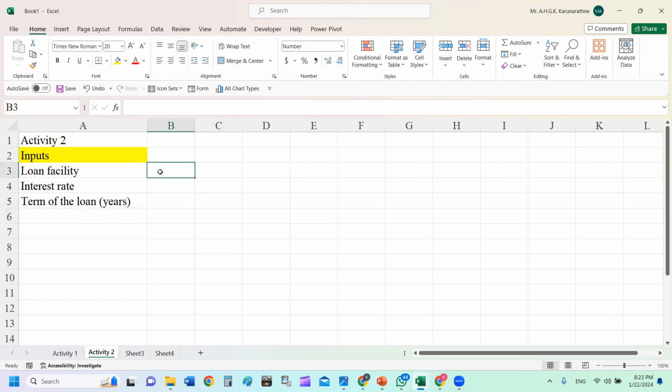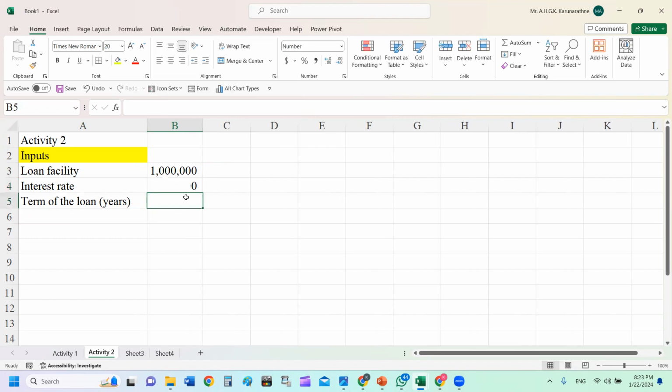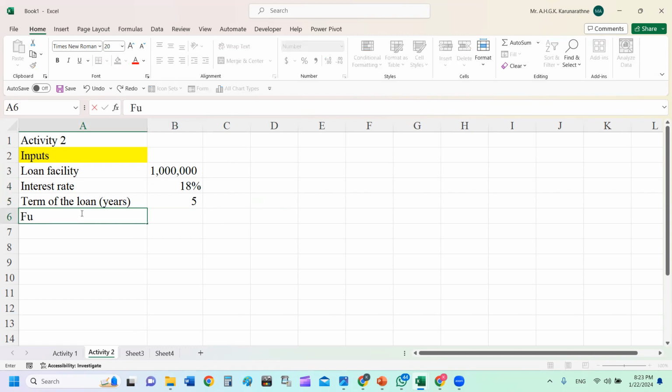And what is our given scenario? We know the loan is 1 million. The interest rate is 18%, make it a percentage by clicking this percentage mark. The term of the loan is 5 years. And this time you have a target future value. You want to generate a future saving balance. Now you have a target. Let's put target saving balance.